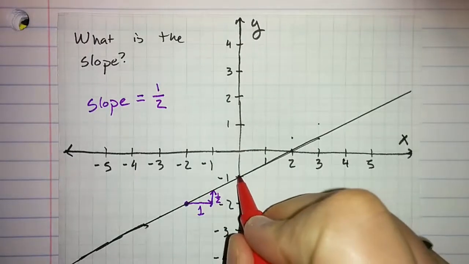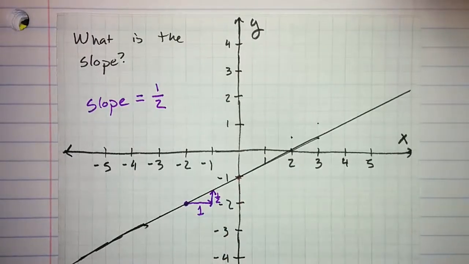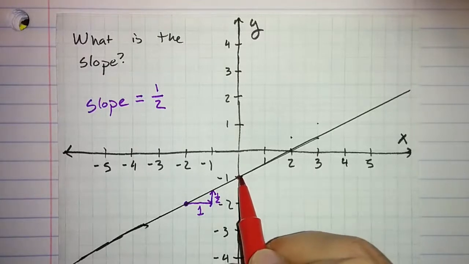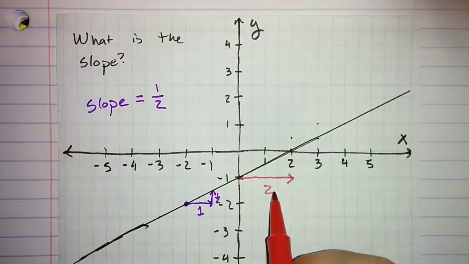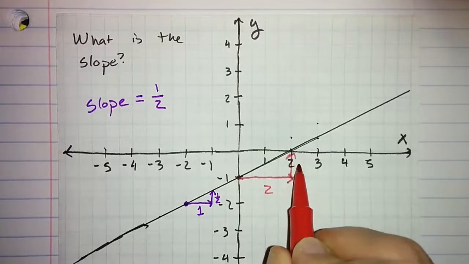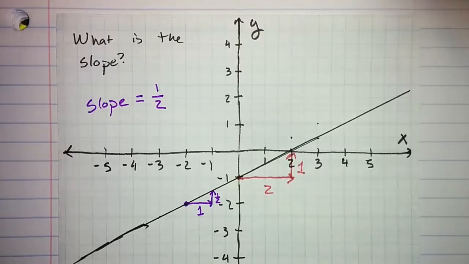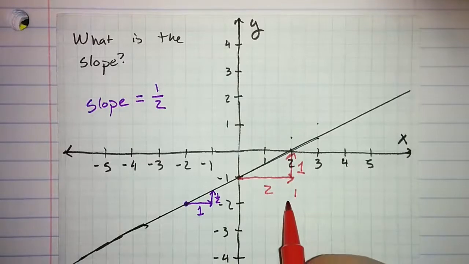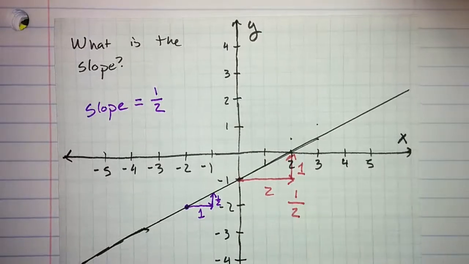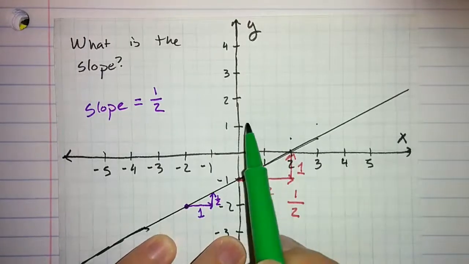We could, for example, choose to start with this point and go 2 to the right and up 1. Again, the slope will be the amount that we went up over the amount that we went to the right. In this example, I don't see any reason that you would have chosen to do what I'm about to show you, but it would not be incorrect.